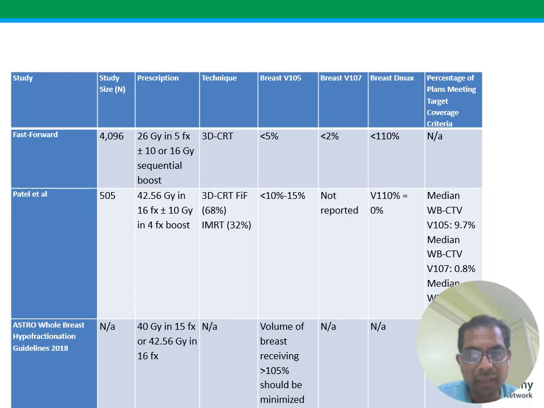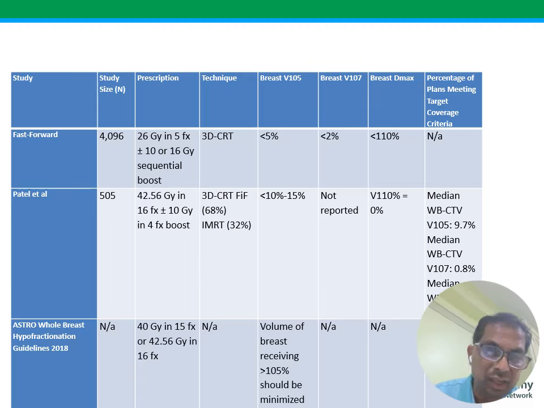Now the FAST-Forward study, which with the 10-year follow-up showed non-inferiority to hypofractionation. They were very stringent in terms of dose homogeneity. They defined V105 to be less than 5%, V107 to be less than 2%, and breast Dmax to be less than 110. And when we do FAST-Forward, we do follow that.